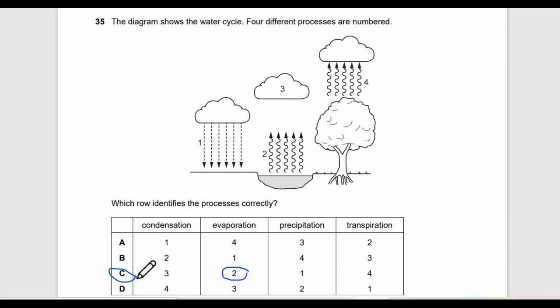So the answer must be C. Question 36. 35, the answer is C. So condensation is number 3. From the water vapor, it condenses into cloud, and evaporation, and then condensation, and precipitation is when it drops as rain, number 1. And transpiration is from the plant, where the water is evaporated through the air atmosphere. So question 35 is C.